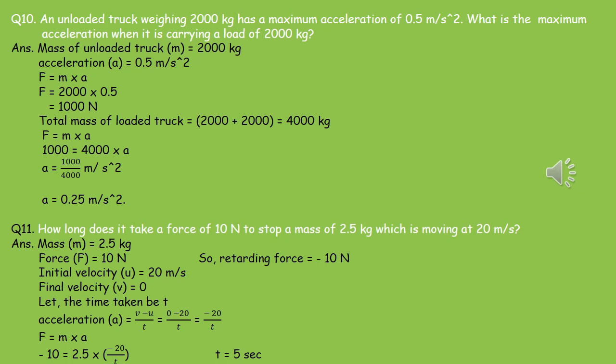Total mass of loaded truck is 2000 plus 2000, that is 4000 kg. So 1000 is equal to 4000 into a, so a is equal to 1000 by 4000, that is a is equal to 0.25 meter per second square. Moving to the last sum, that is 11th sum.